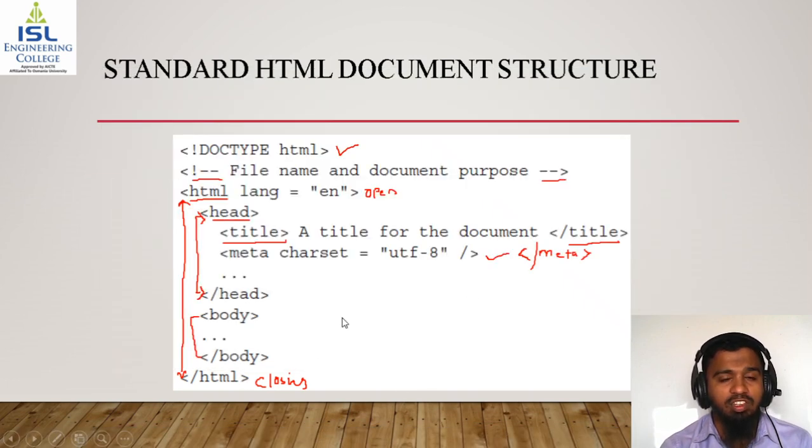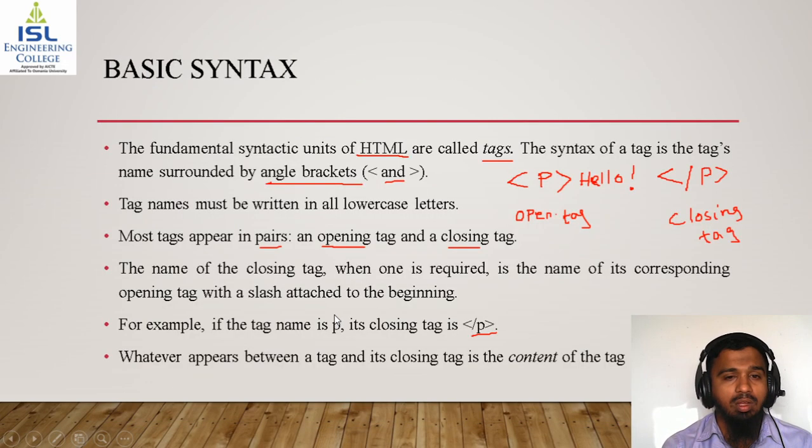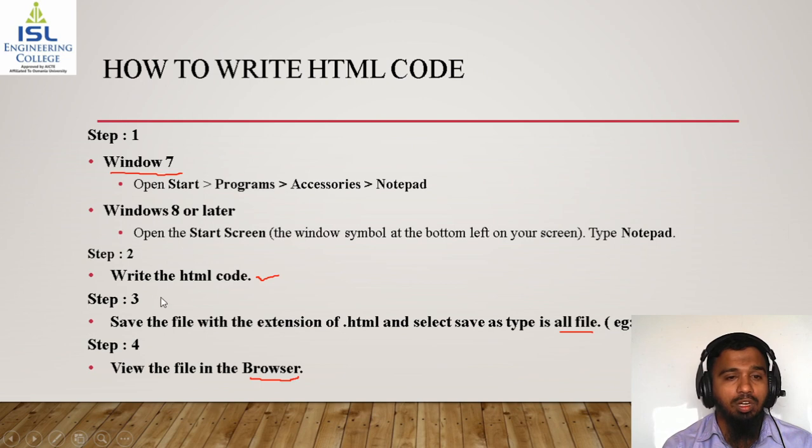So all the points of the structure are covered: document type, HTML opening tag and closing tag, head opening tag and closing tag, title opening tag and closing tag, and body is also opening tag and closing tag. Now we will go with the next option, writing the HTML code. We finished writing the HTML code.